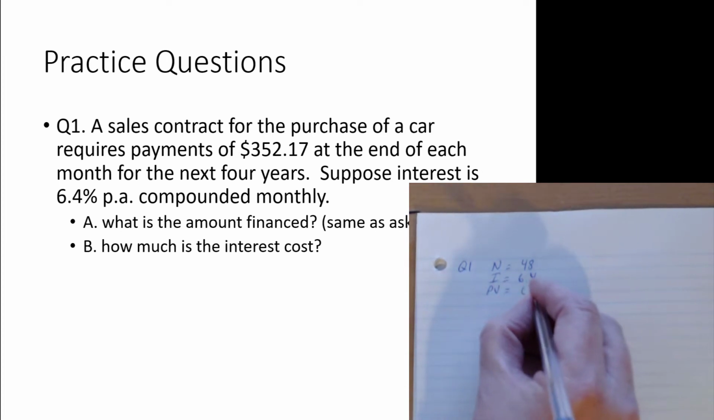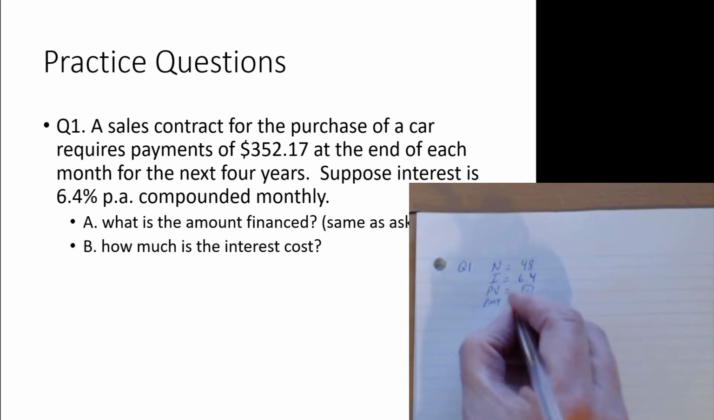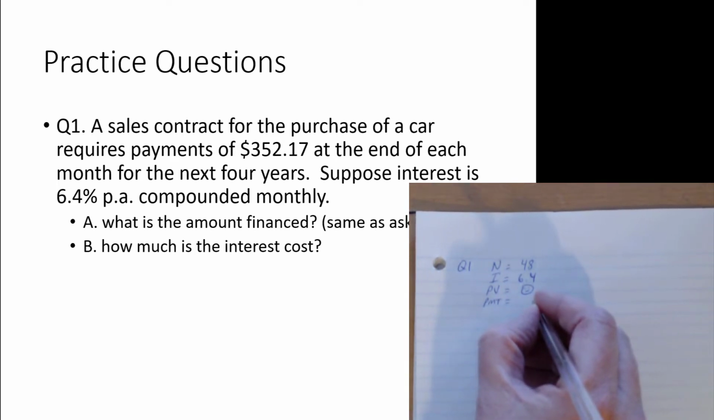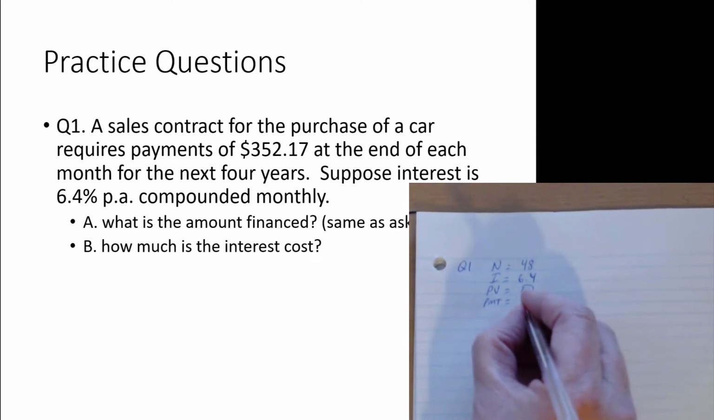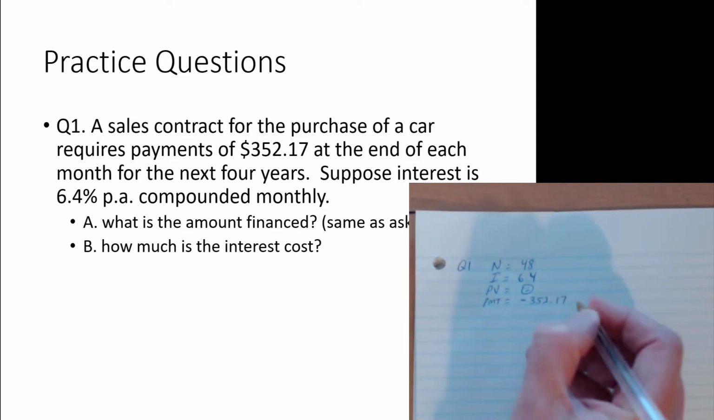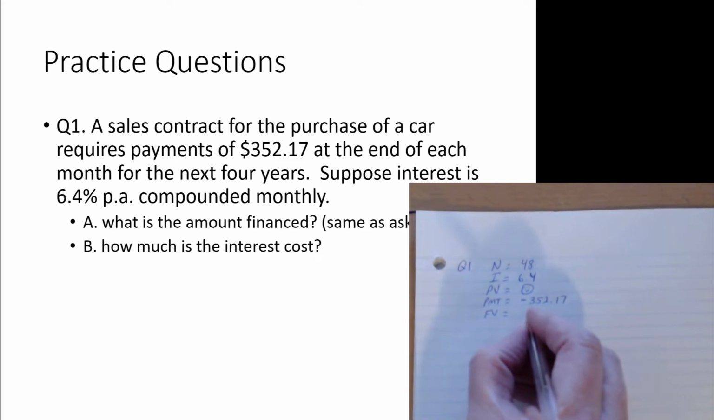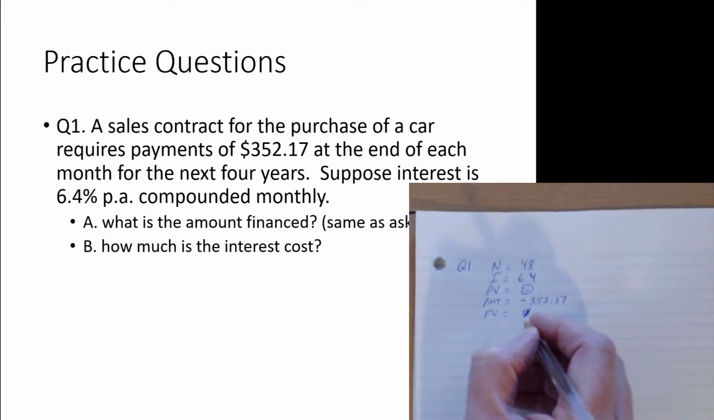Present value, well, that's what we want to figure out. What's our payment here? $352.17 negative, because it's money flowing away from us. Future value, is there a big lump sum payment due at the end of this contract? Appears not to be. And so there'd be no money owing, just like what every lender hopes. At the end of this loan, do you owe them any money?